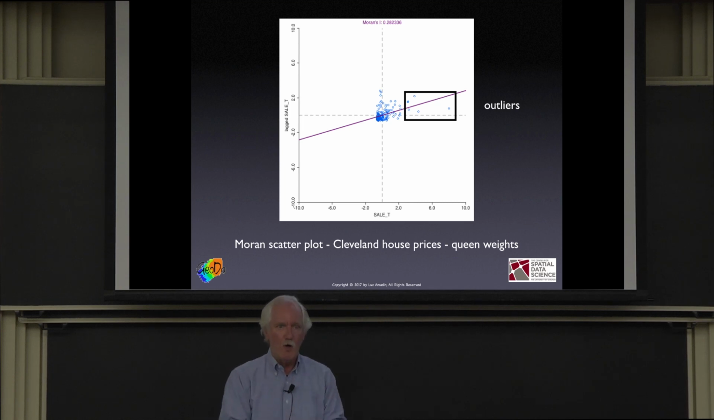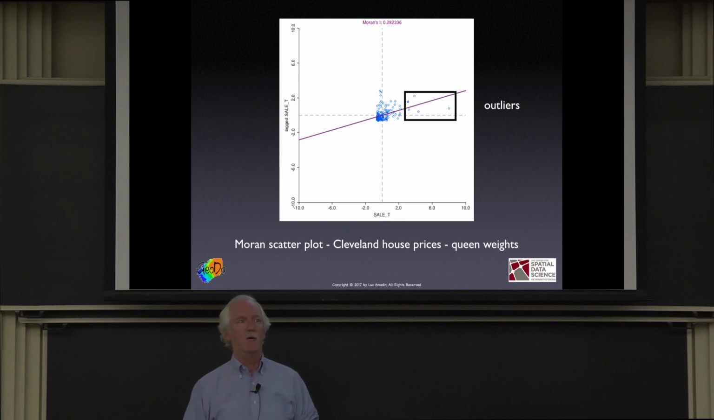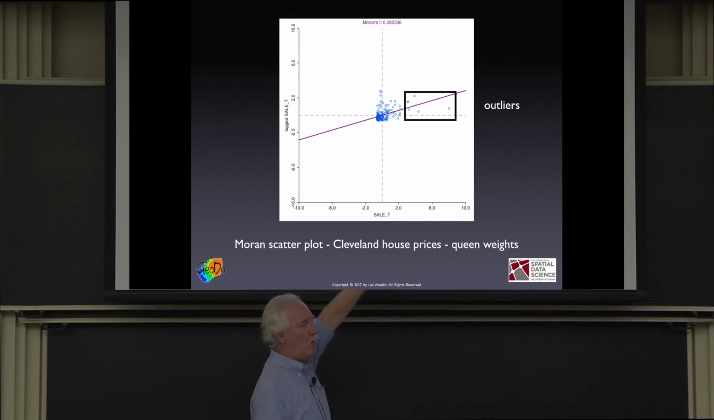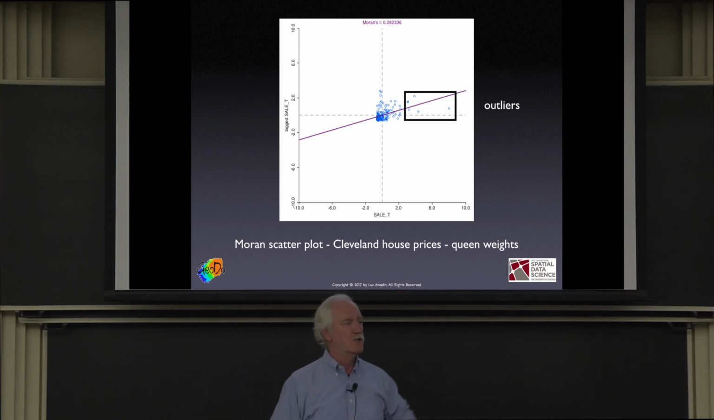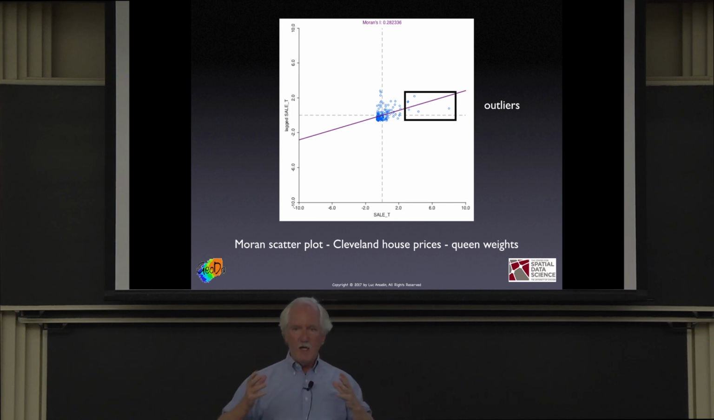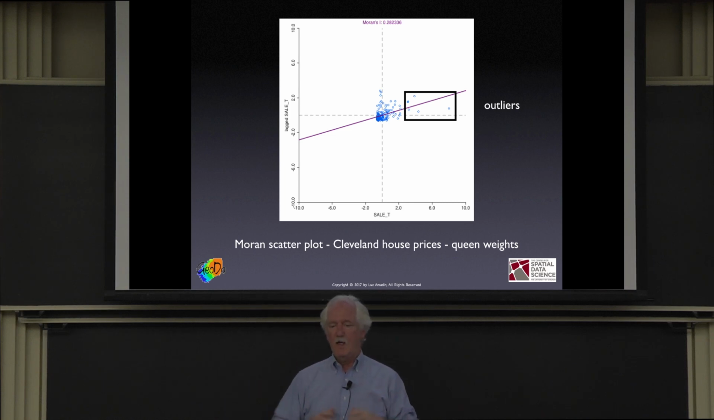So a lower value, below the mean, surrounded by neighbors above the mean. This we call high-low, the other one low-high. So the visualization of the Moran's I coefficient in the Moran scatter plot has two aspects. One, the slope of the linear fit is the statistic. So steeper slope, higher statistic, negative slope, negative statistic, and so on.